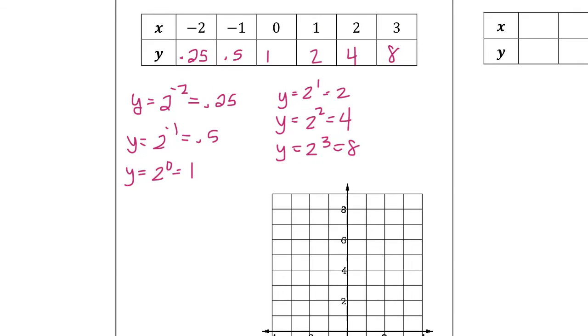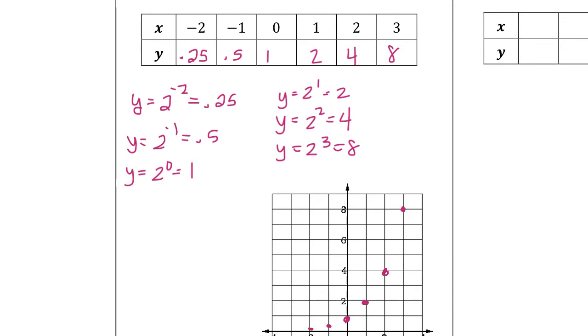Make sure you're looking at the scales that we're given. So our x's are going by 1s and our y's are also going by 1s. 1, 2, 3, 4. So when we plot these values, negative 2, 0.25 is going to be close to my axis. Negative 1, 1 half, 0, 1, 1, 2, 2, 4, and 3, 8.